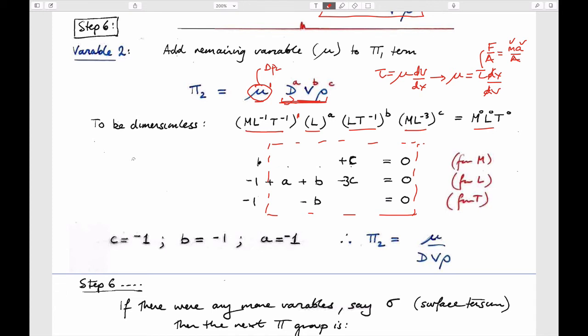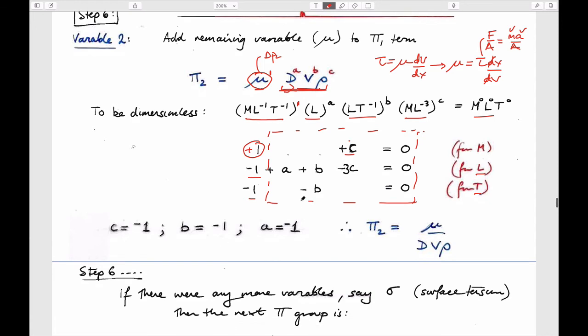So mass for the first equation is +1, and these terms exist from before. Length, which is the second equation, is -1, and the same components are in the second equation. And then time is -1 also, so this is here. And so again, you can do this. You can look at the first equation. This makes C equal to -1. The third equation means that B is equal to -1.